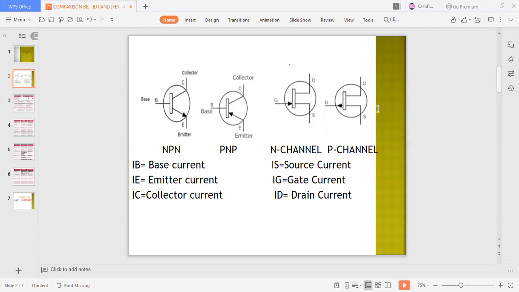Now these two figures are of JFET. This is N channel JFET and this is P channel JFET. In N channel JFET, the current will flow from the gate to the source terminal. For this, the arrow is directed towards the source terminal. But for P-channel JFET, the current will flow from the source to the gate terminal. That's why the arrow is directed towards the gate terminal.